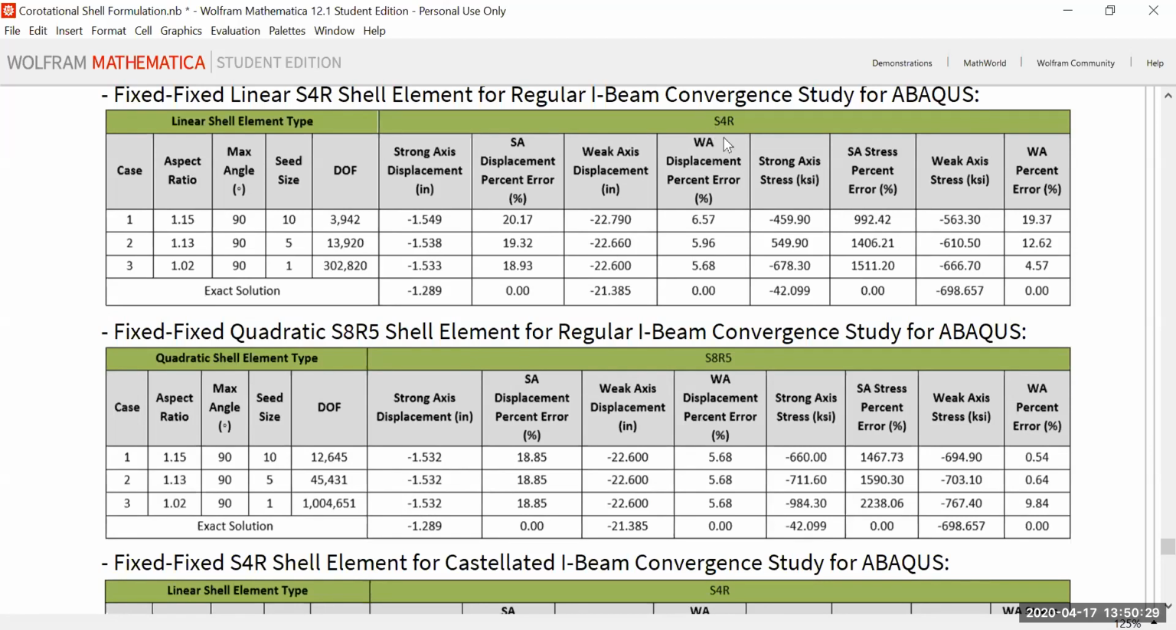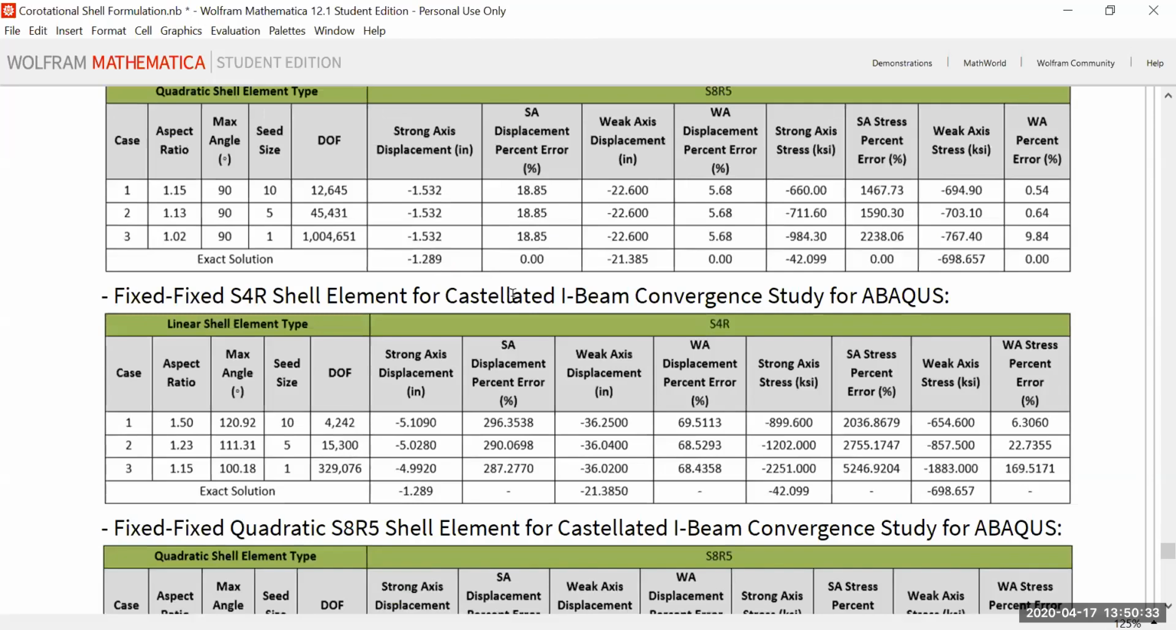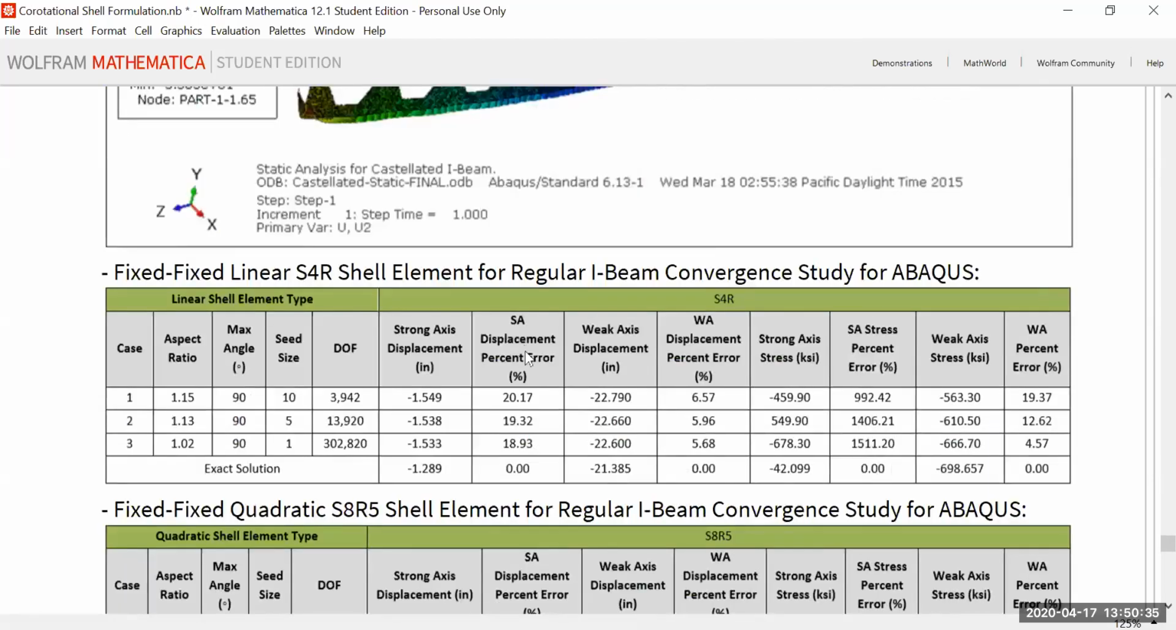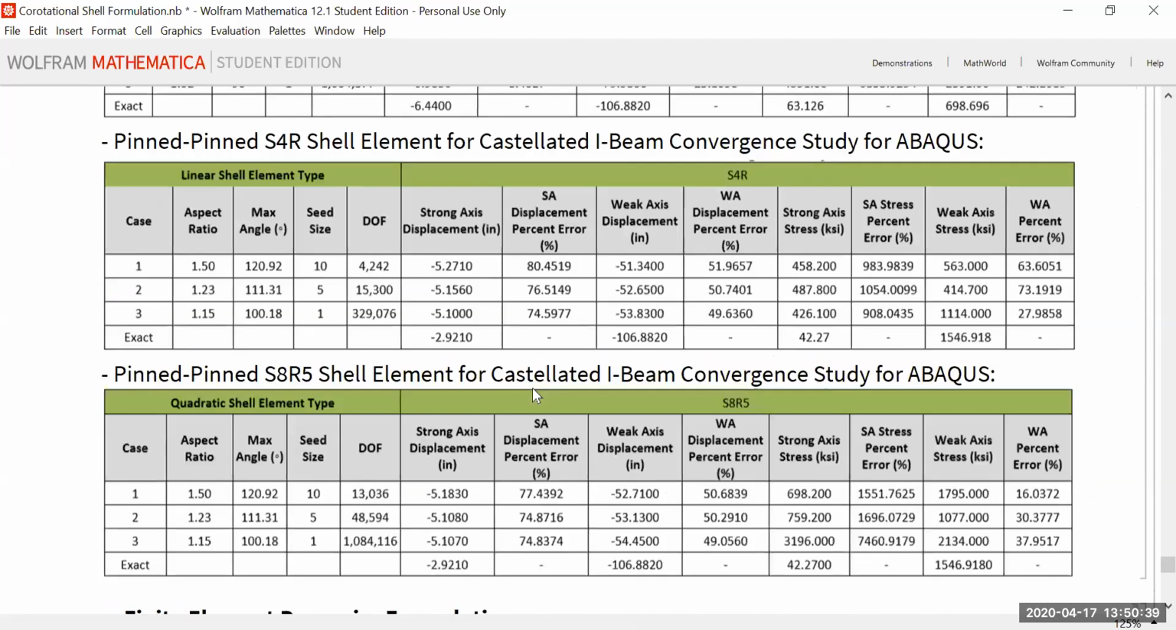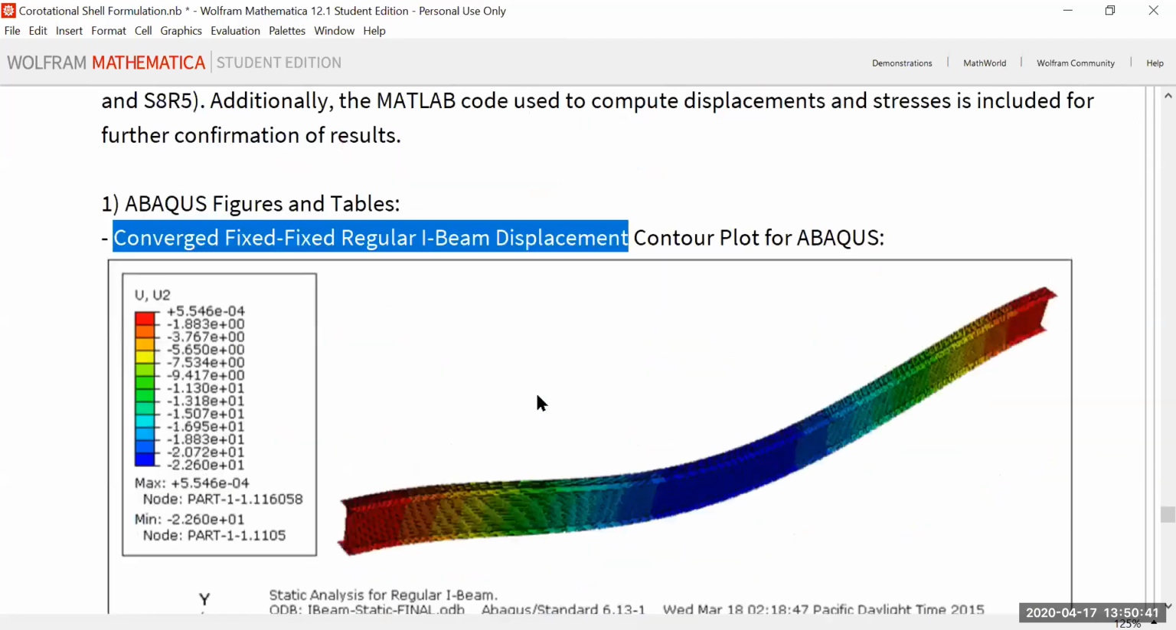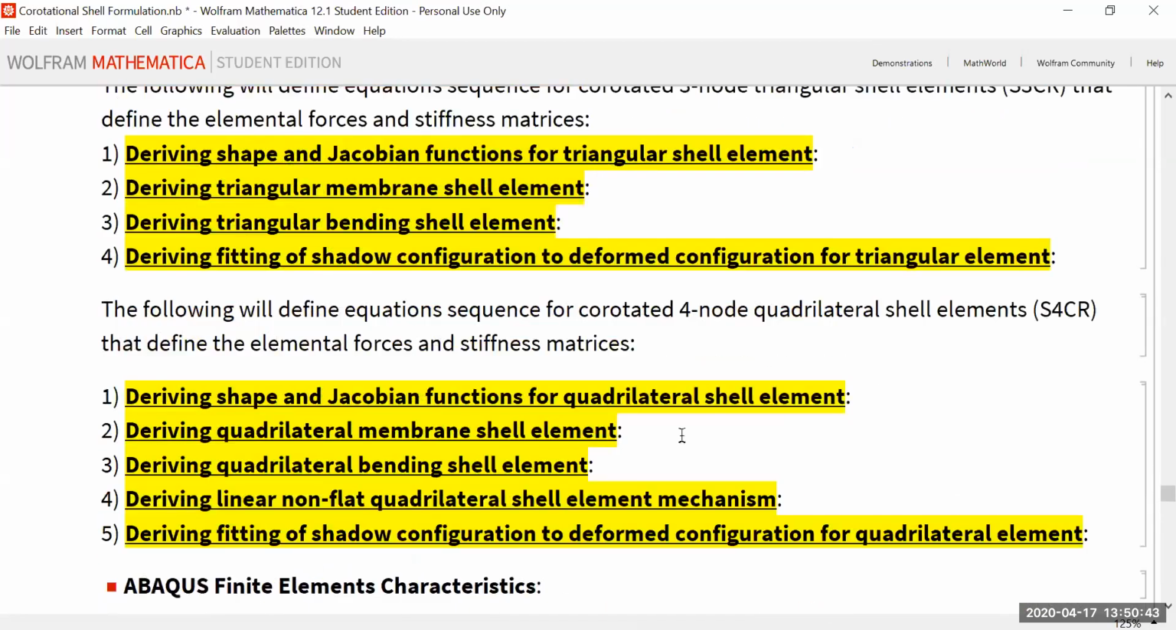Okay, so that's pretty much what I have. Next time I'm going to see if I can run the Abaqus dynamic cases, and then I'm going to talk about the correlated shells once I get this going.